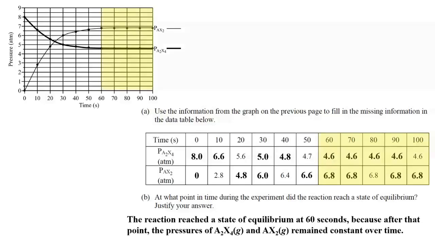So here we can see, as I've highlighted on both the graph and the table, that the answer to part B is the reaction reached a state of equilibrium at 60 seconds. And the justification is because after that point, the pressures of the reactant, A2X4, and the product, AX2, remained constant over time.